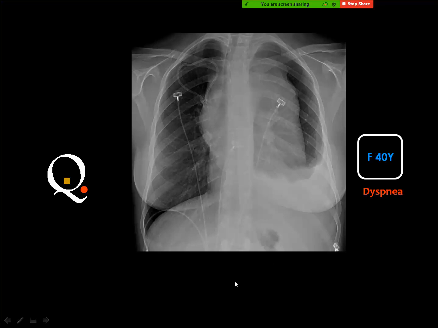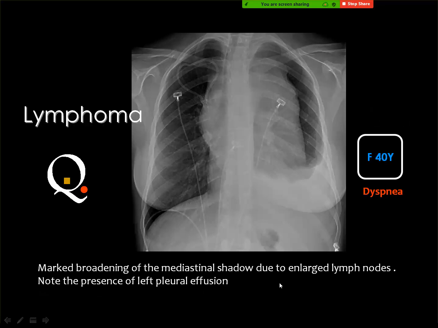Broadening of the superior mediastinal shadow in the pediatric age group and in adults is almost always suggestive of lymphoma until proved otherwise.